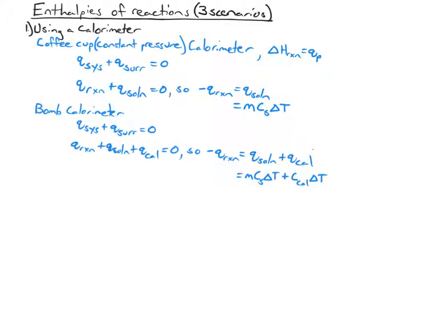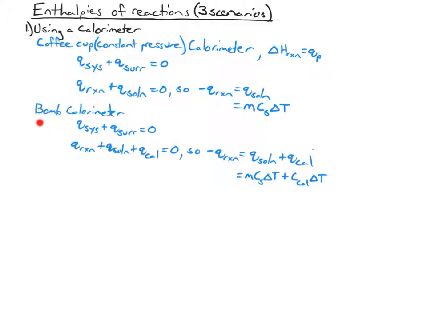Well, we could replace Q of the system by just talking about Q of the reaction, and we could replace Q of the surroundings with Q of the solution in a coffee cup calorimeter. So if we rearrange this equation, we get minus Q of the reaction is equal to Q of the solution. And Q of the solution itself is equal to the mass of the water times the specific heat times the change in temperature.